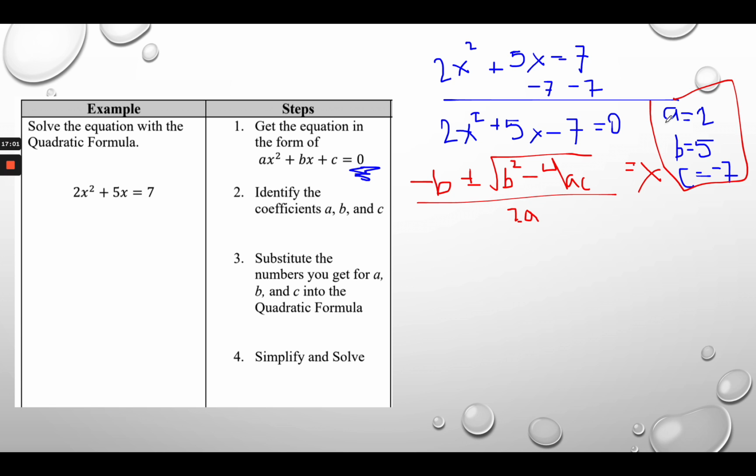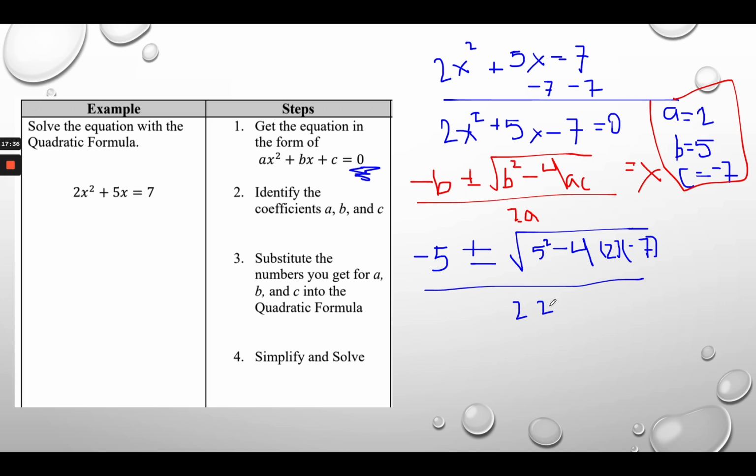Okay, so negative B. So we put a negative, and then whatever B is, we fill in. So it's just a 5, so we're just putting in 5. Okay, then we have plus or minus the square root of B squared. Well, B is 5, so 5 squared minus 4 times A, which is 2, times C, which is negative 7. All over 2 times 2.